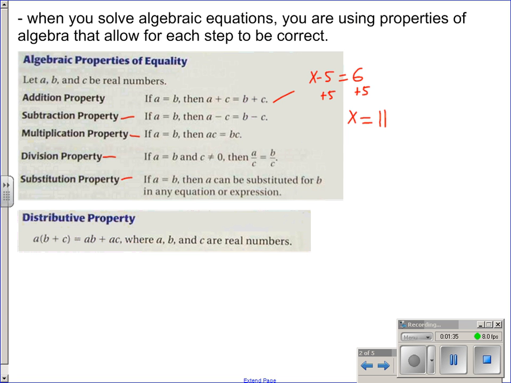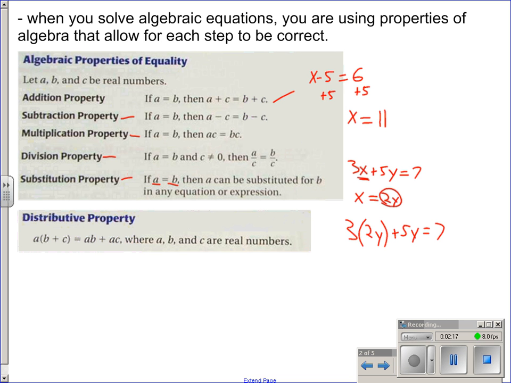The last one here, the substitution property of equality. Basically, it says if you know two things are equal, you can take one of those things out and replace it with something else. So kind of like when we solve those systems of equations. If we had 3x plus 5y equals 7, and we solved one equation for x, we said x equals 2y. Well, we would do the substitution. We would take the x out of the first equation and replace it with what it's equal to. That's the substitution property. You're taking something out, replacing it with what it's equal to.